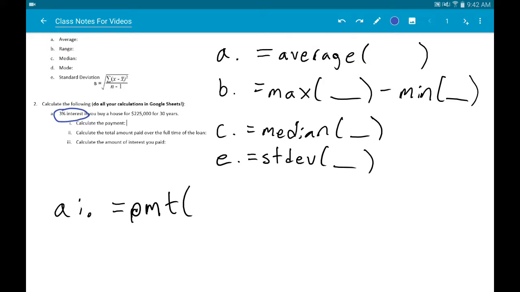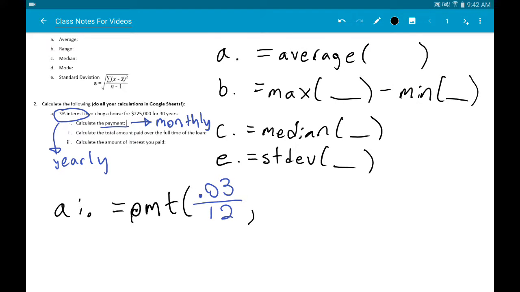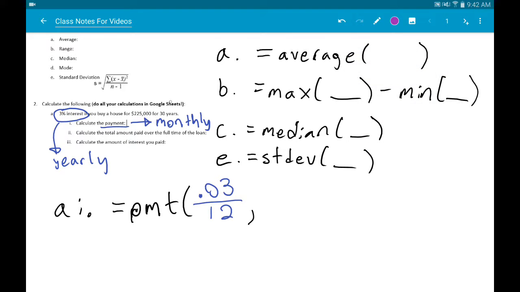So we have a 3% interest, but this is your monthly payment, and I guess I wasn't specific about that, but a 3% interest would be 0.03 divided by 12, because this is your yearly interest, and we're looking for our monthly payments, because you have to pay your mortgage every month, right? So we're going to do 0.03 over 12, put a comma there, then the second thing that we have to do is put in the amount of years.